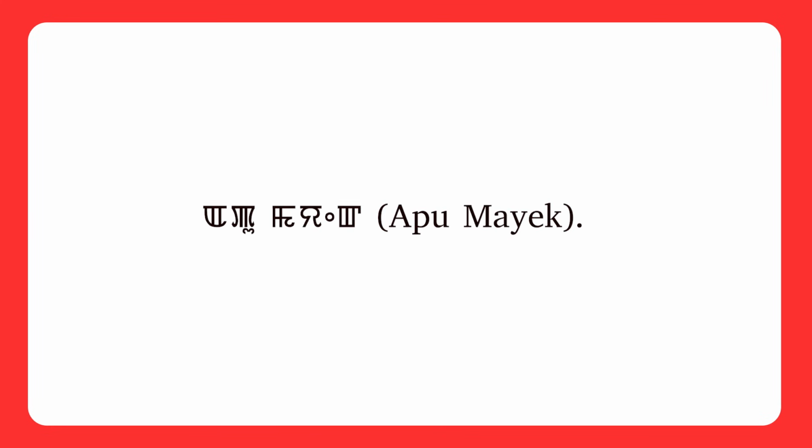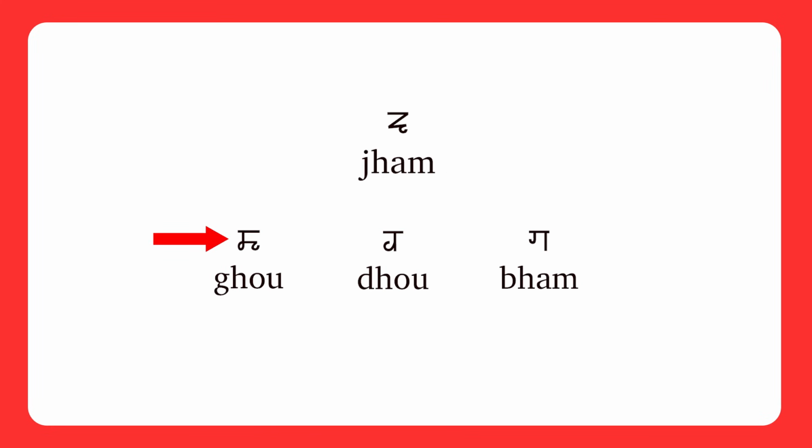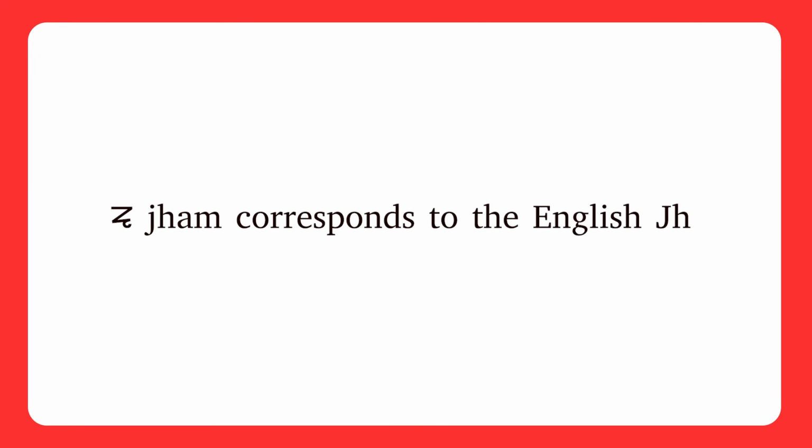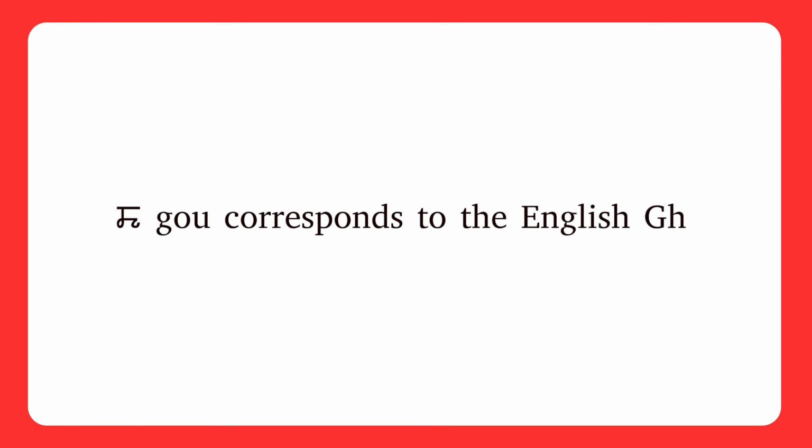Let us take a look at these letters. Apu Mayek: Jam, Gau, Dau, Bham. These loan letters help Manipuri adapt smoothly to new words while keeping its writing system clear and expressive. The 24th letter Jam corresponds to the English JH with the phonetic value Ja. The 25th letter Gau corresponds to the English GH with the phonetic value Ga.